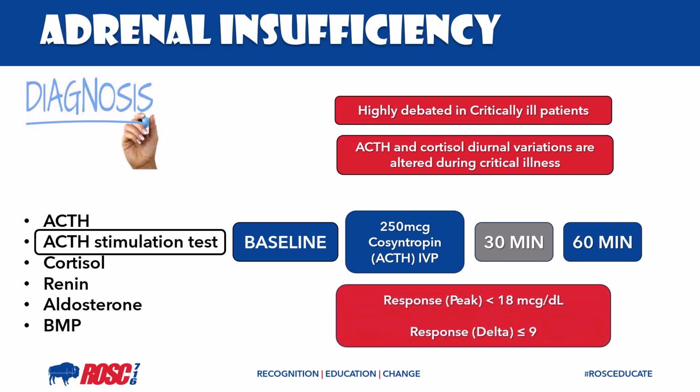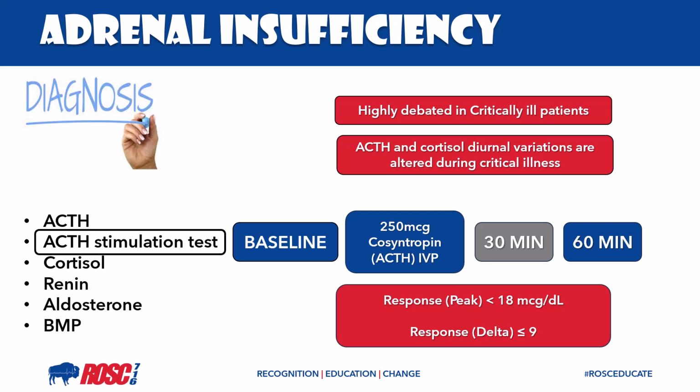And then the way that we interpret that test is important, and there's really 2 different ways depending on the situation. 1, if you don't have a peak response to the stimulation test of at least 18, you may be adrenal insufficient. And lastly, if you don't have a delta, a change from baseline to post of at least 10, you may be adrenal insufficient as well.